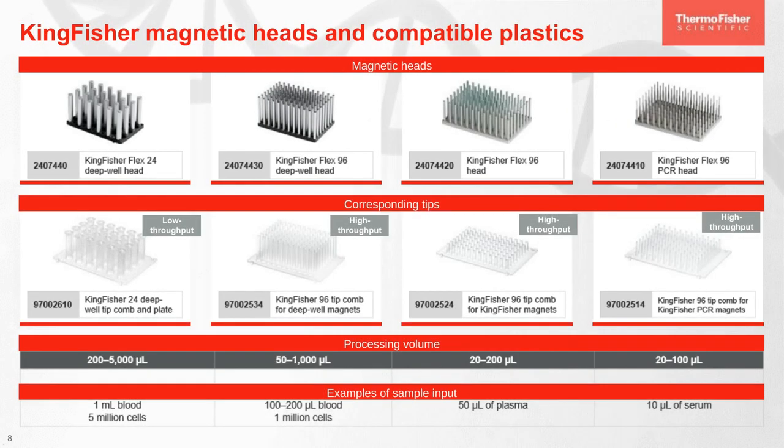There are different heads available. So we talked about the 24 and the 96. There's also a smaller 96 well head for low volume, and there's also another 96 well head for PCR plates. So we can use them on the system as well.